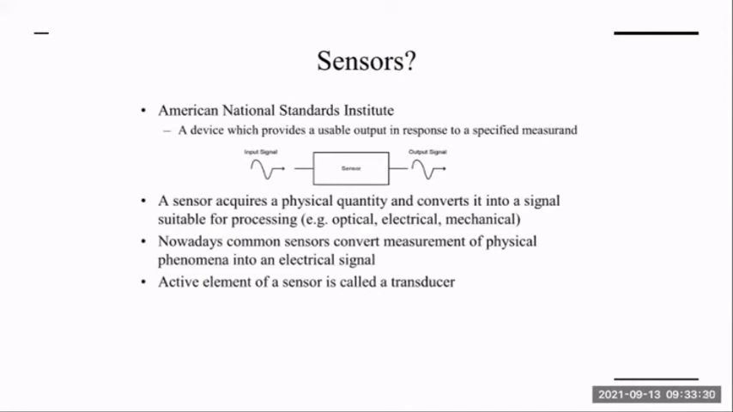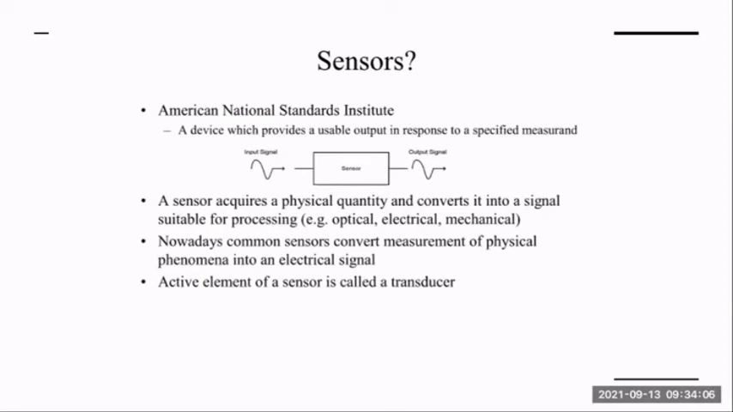Okay. So what are sensors? According to the American National Standards Institute, or ANSI, it is a device which provides a usable output in response to a specified measurand. When we say measurand, we are referring to the measured quantity. So we have an input signal that will pass through the sensor. The sensor will sense the input signal, and then it will produce an output signal. Let's leave it at that. We will discuss more of it later.